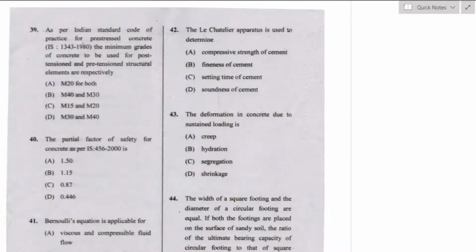Question number 39. As per Indian Standard Code of Practice for Pre-stressed Concrete IS 1343-1980, the minimum grade of concrete to be used for post-tension and pre-tension structural elements are respectively. So the minimum grade of concrete used for post-tension is 30 MPa and for pre-tension is 40 MPa. So option D is the right answer, M30 and M40.